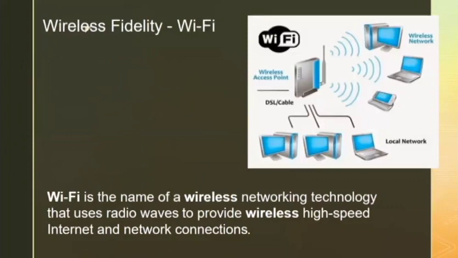Wireless fidelity. These wireless, or Wi-Fi, we call Wi-Fi. These Wi-Fis use radio waves to transmit data. Data and information can be transmitted to a small geographical area. It can cover only a small geographical area. So that is wireless fidelity.